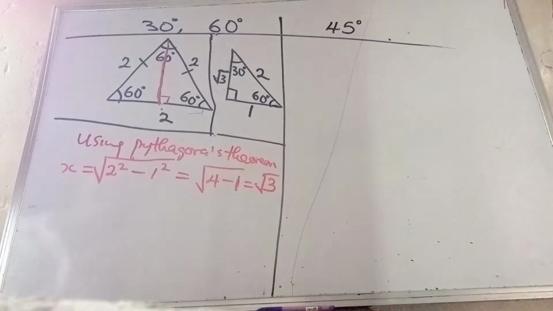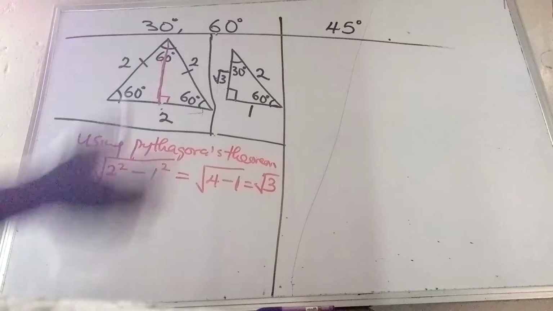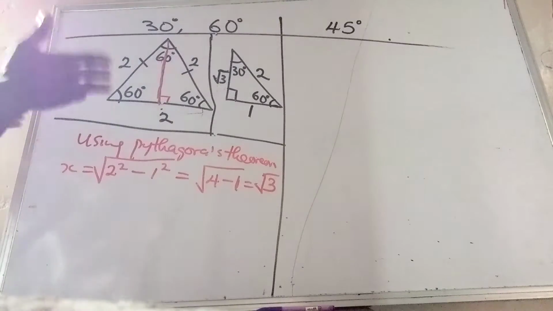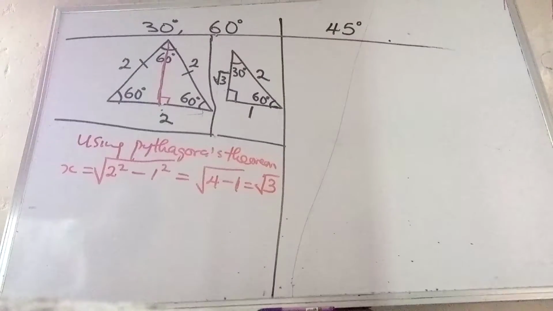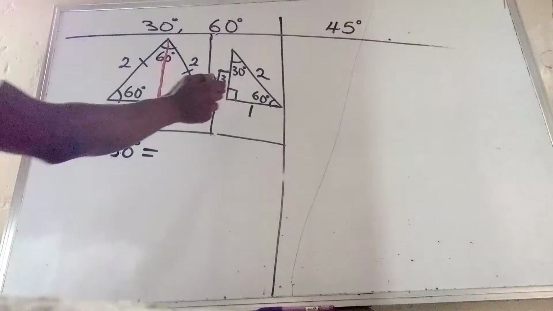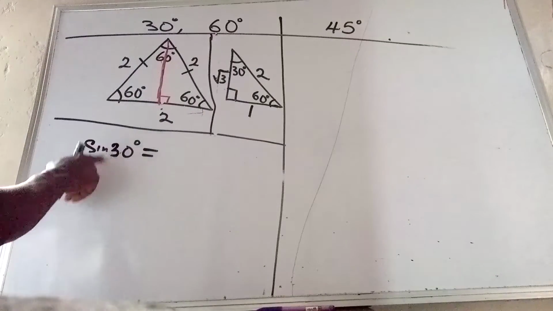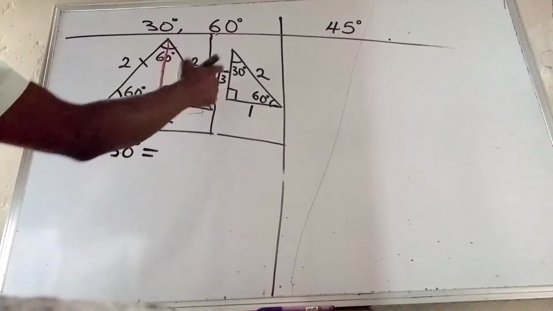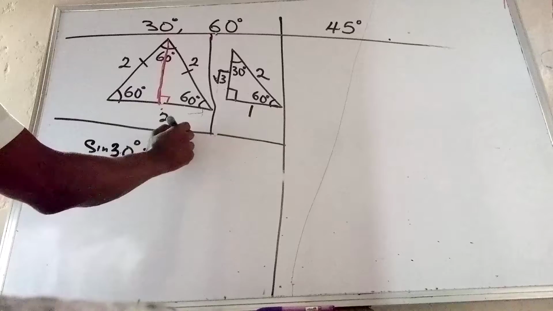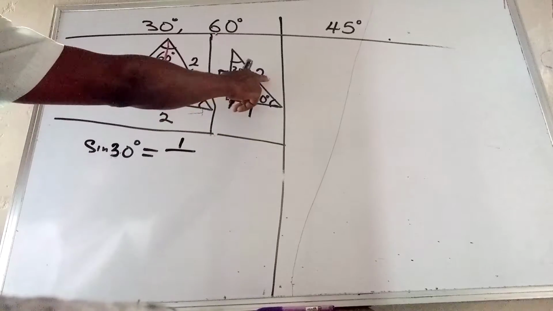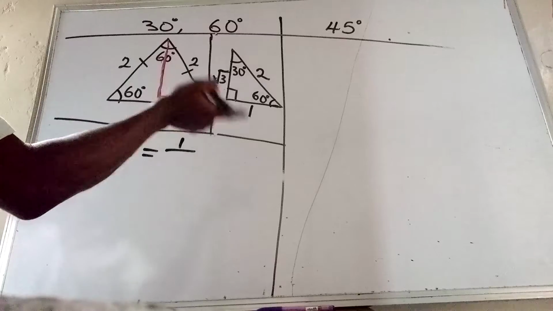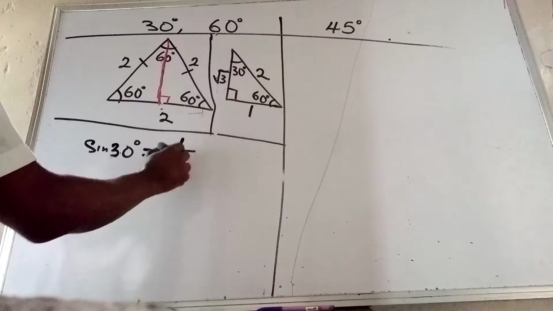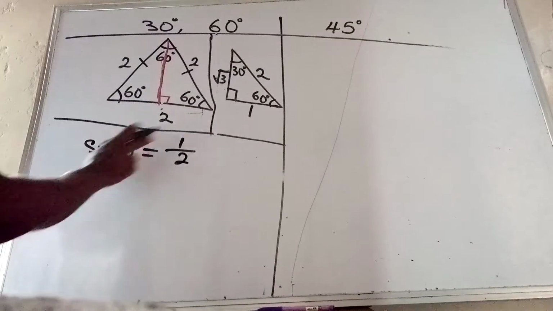Alright. Having shown this, let's now go to find sine and cosine of 30 and 60. From this triangle now, sine 30 degree will be opposite of 30 degree, which is 1, over hypotenuse. I'm using SOHCAHTOA. Opposite over hypotenuse. And hypotenuse is what? 2. That is why sine 30 degree is 1 over 2.